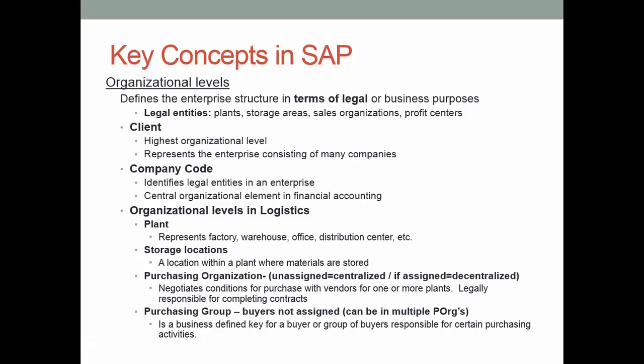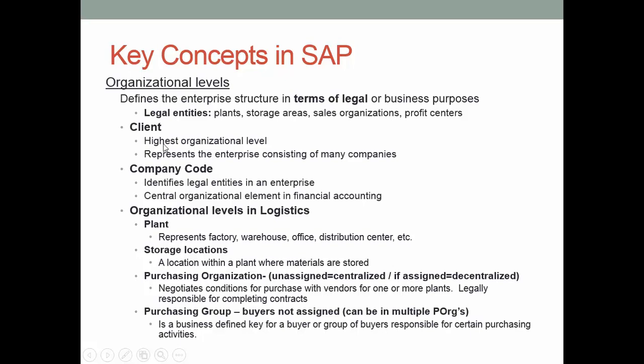Key concepts in SAP: organizational levels define the enterprise structure in terms of legal requirements or business purposes. So legal entities would be things like plants, storage locations, sales orgs, profit centers, and so on. The most important thing here, just like our purchase orders, is that if a purchase order is created, then it is part of a legal document.